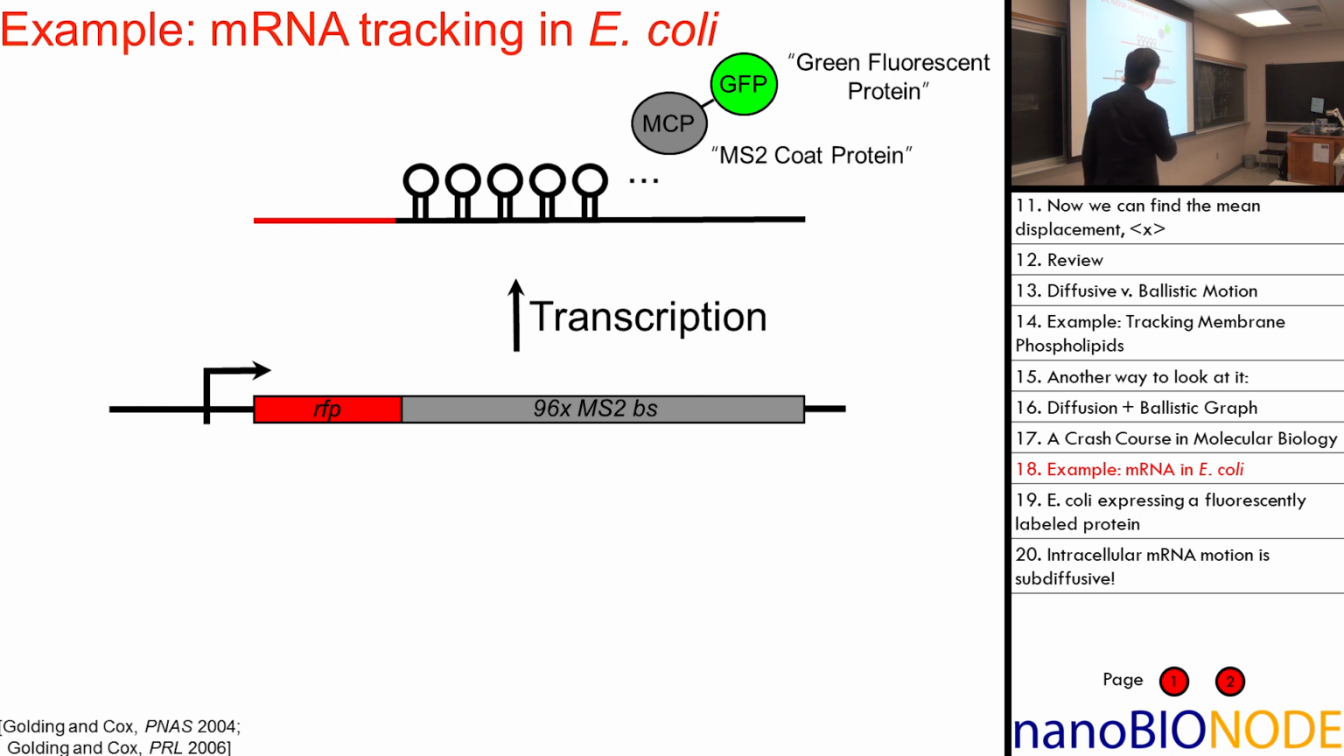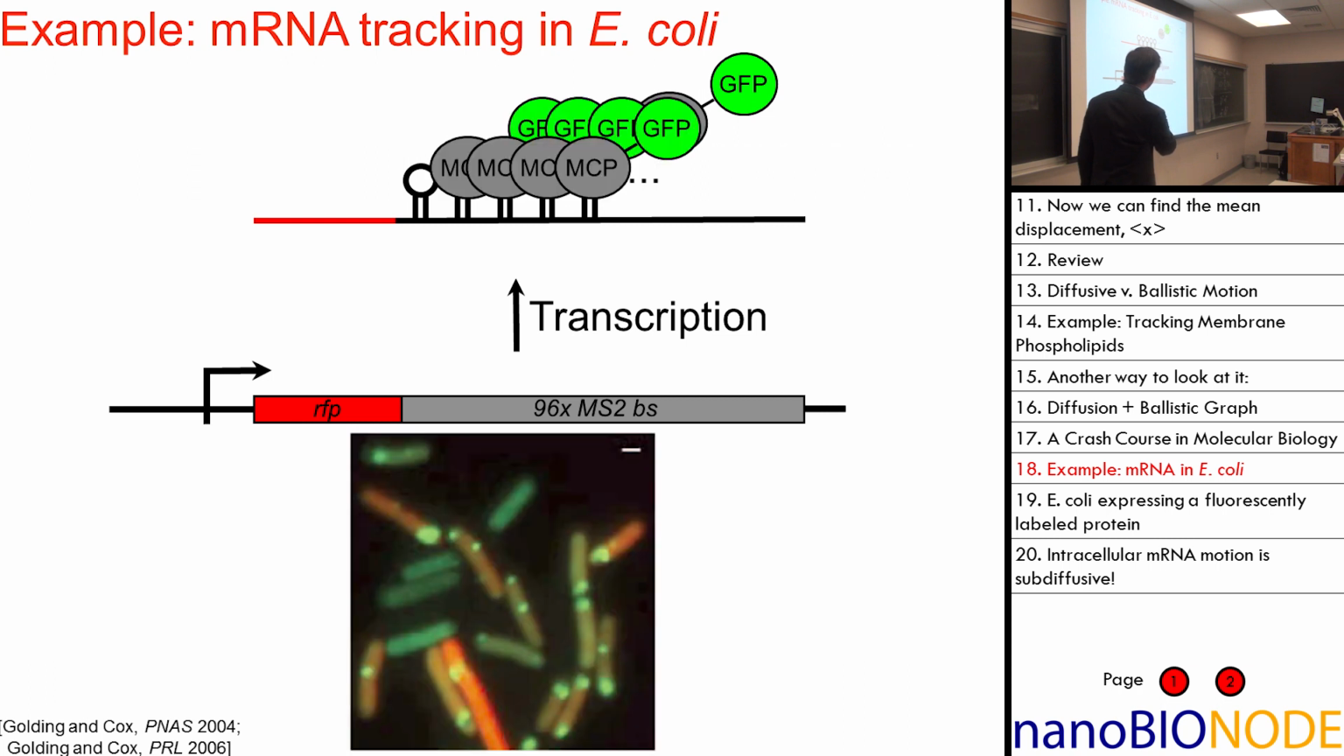And so what Ido did was to take that protein and tag it with GFP. He expresses these RNAs, and then he also expresses this MS2 coat protein that's fused to fluorescent GFP. Then these proteins are going to bind to these stem loops, and you will see RNAs inside the cell as bright green spots. Okay?